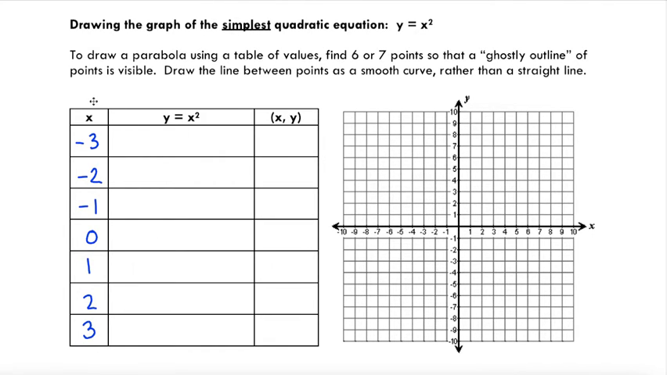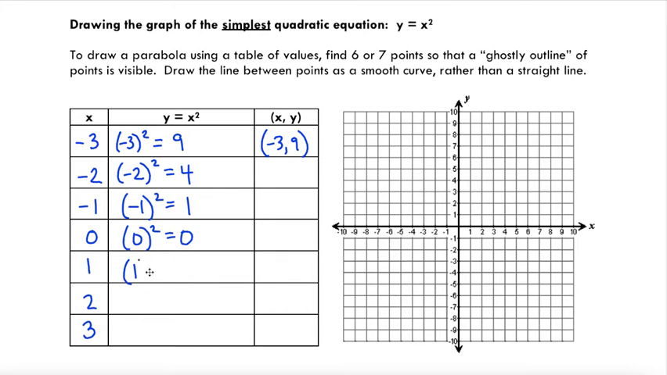So if these are our x values that we've chosen, how do we find the y value? Well, our equation says that we want to take the x value and we want to square it. So the y value will be -3 squared, which is 9. And that creates a point of -3, 9. Then we're going to do the same thing for this entire chart. So we're going to go to -2 squared, which is 4. And then -1 squared, which is 1. And 0 squared, which is 0.